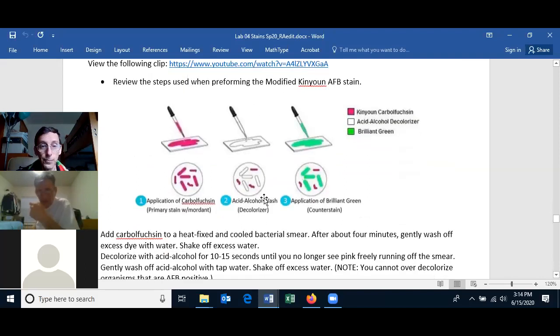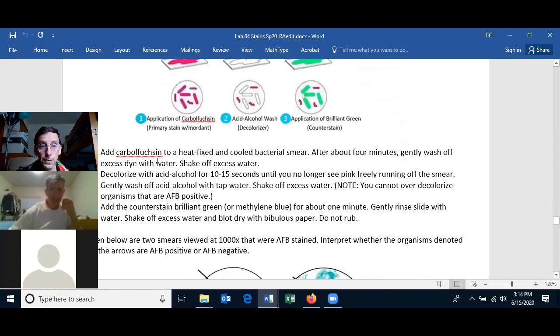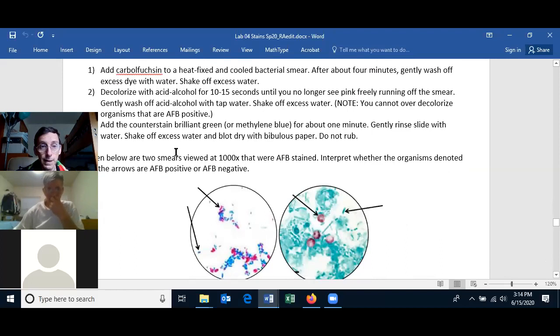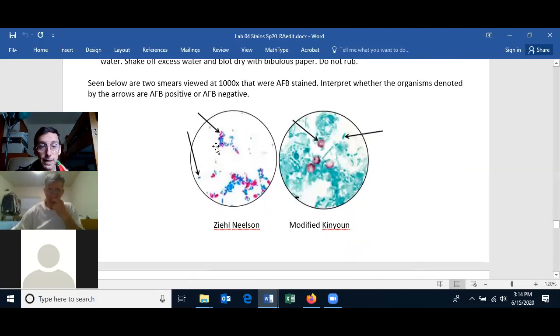I'm just going to say read through this. We'll be using carbol fuchsin as the stain. The counterstain will be brilliant green or methylene blue, depending on the stain used. And then the acid-fast cells will stain reddish or pinkish, and then the acid-fast negative cells will be greenish or blue. The acid-fast cells will be the Mycobacterium.